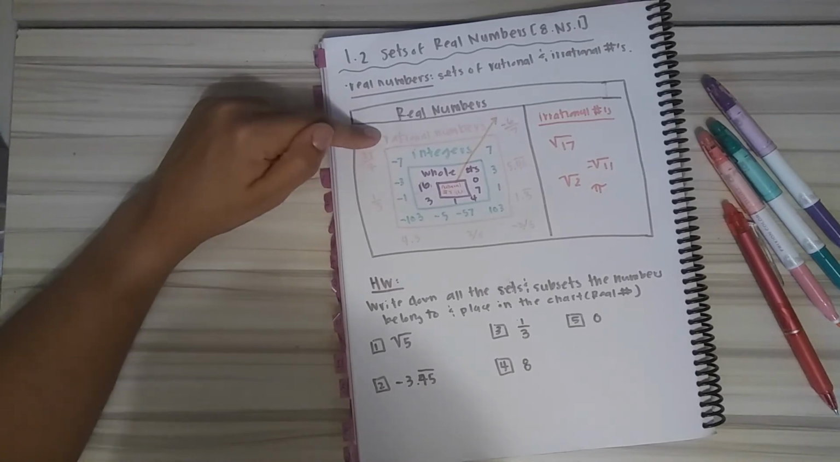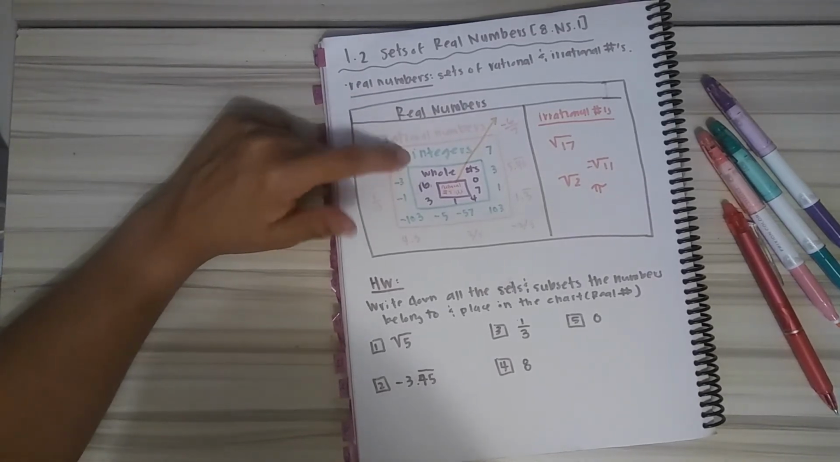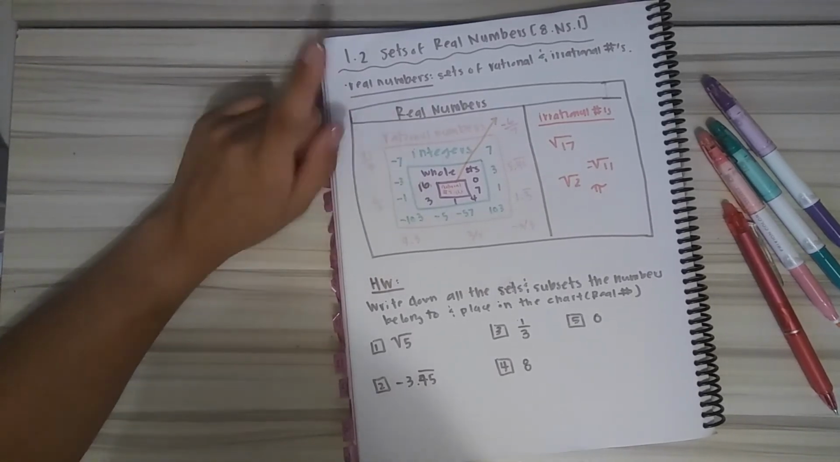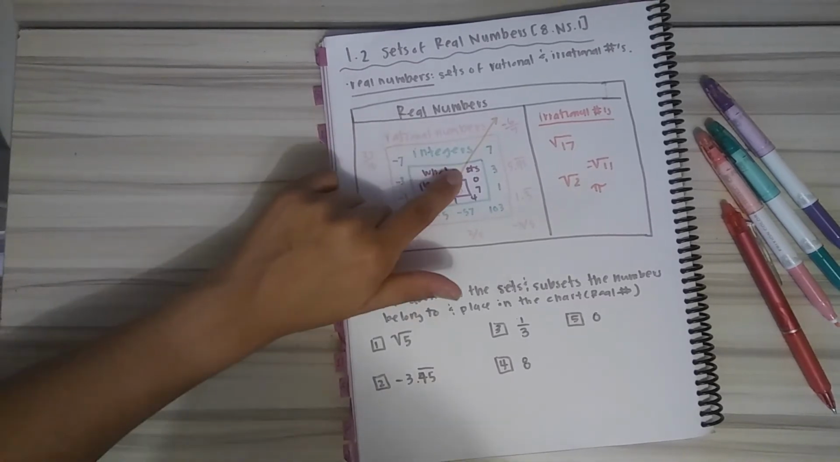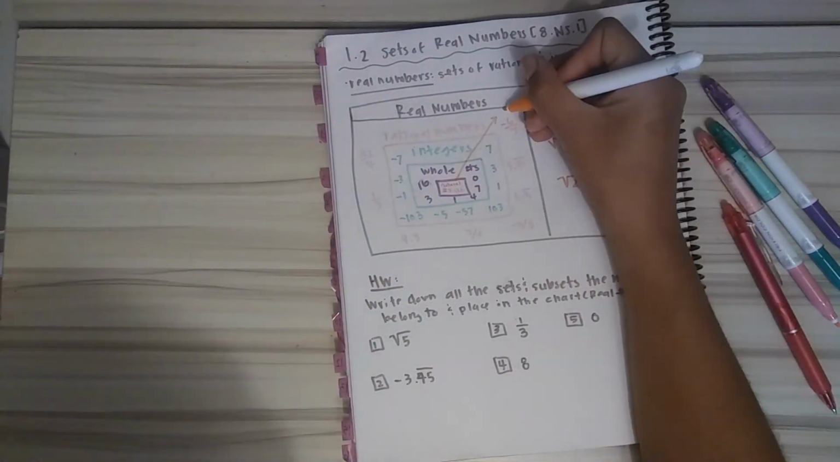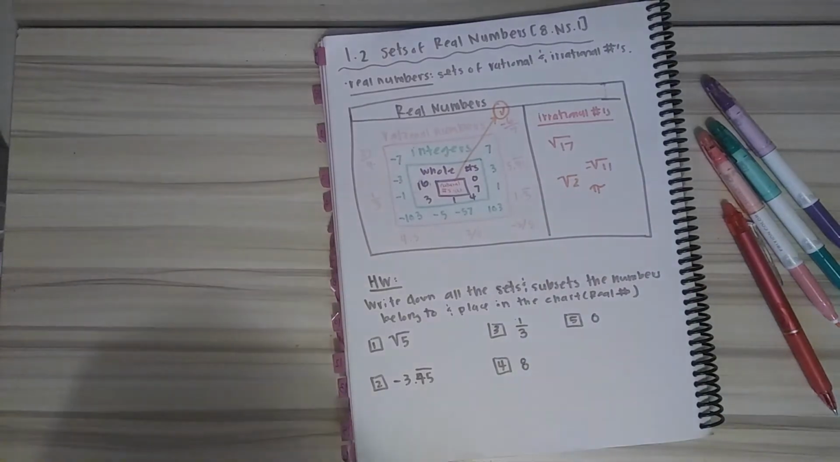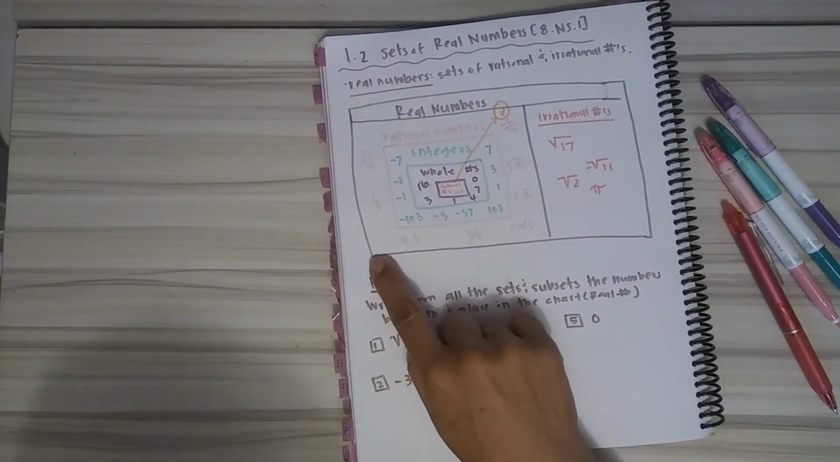Now, not all rational numbers are integers, right? Not all integers are whole numbers, and not all whole numbers are natural. So again, you can go from in out, but you cannot go from the outside in.